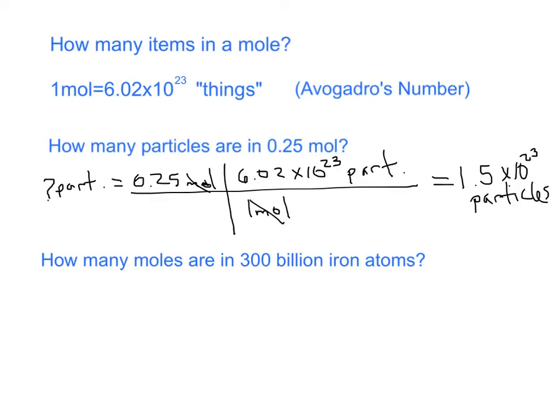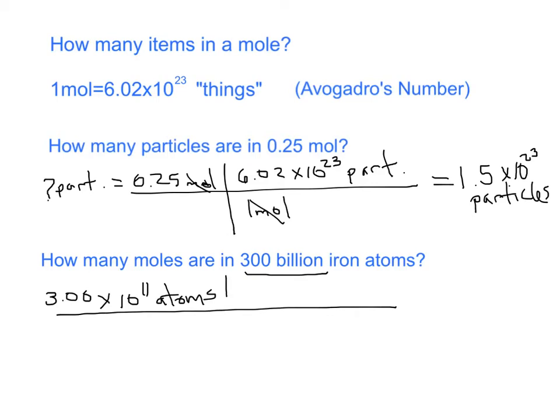We have to take this 300 billion and change it into something that our calculator can work with. So that's going to be 3.00 times 10 to the 11th atoms. It was 300 times 10 to the 9th, and then I brought another 2 out. All right. So we want to change that into a number of moles. So now 6.02 times 10 to the 23rd atoms would be on the bottom.